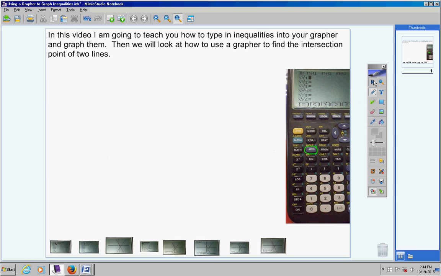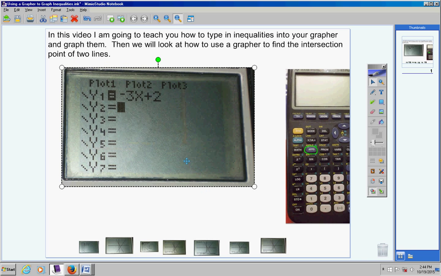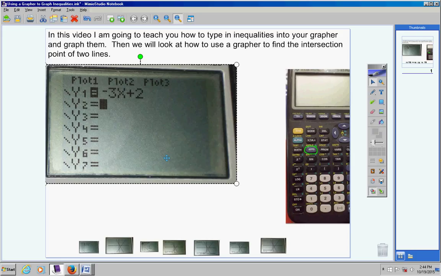Now, the second thing I want to teach you how to do is to find out how lines intersect, okay? So now you should be back in the regular non-inequality mode. The first thing I want you to do is enter an equation into your calculator. Y equals negative 3x plus 2. Please enter that into your calculator. Y equals negative 3x plus 2.